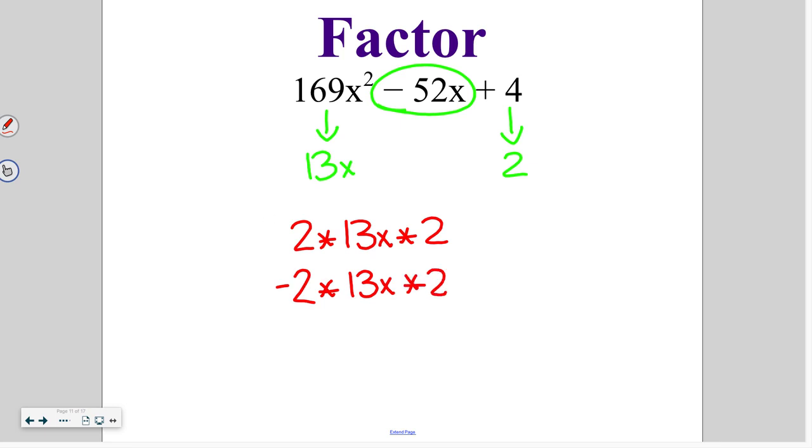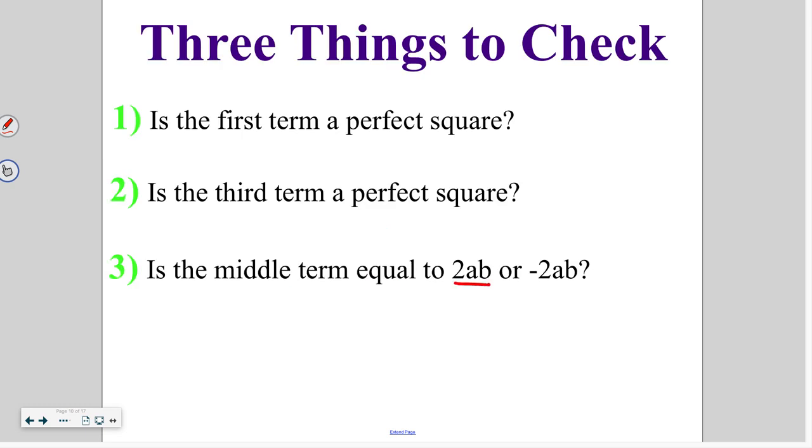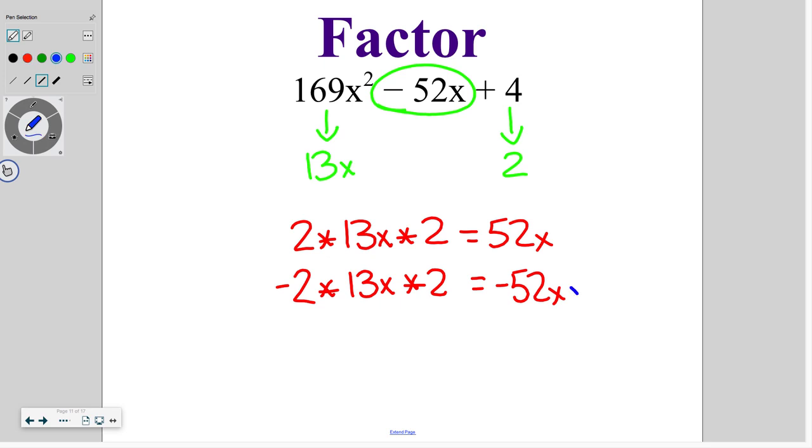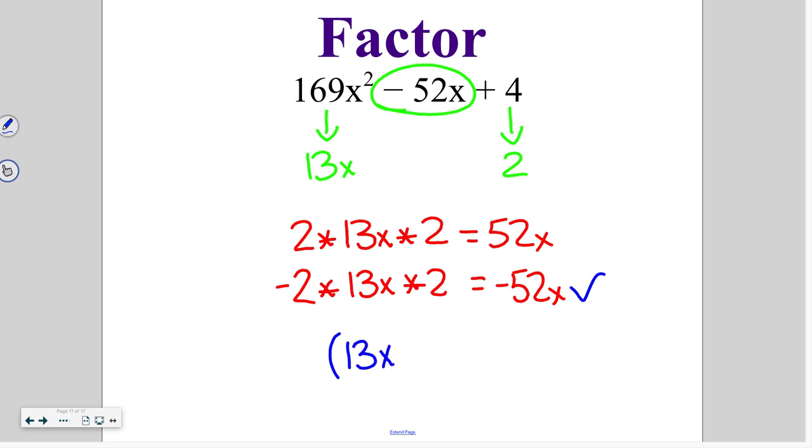This 2 or negative 2 in the front comes from this formula on the previous page, 2 times AB or negative 2 times AB. So we're looking and we either get 52x or negative 52x. Since our middle term is negative 52x, we're going to go ahead and say that checks out. So then for our answer, we have 13x minus 2, and that value is squared.